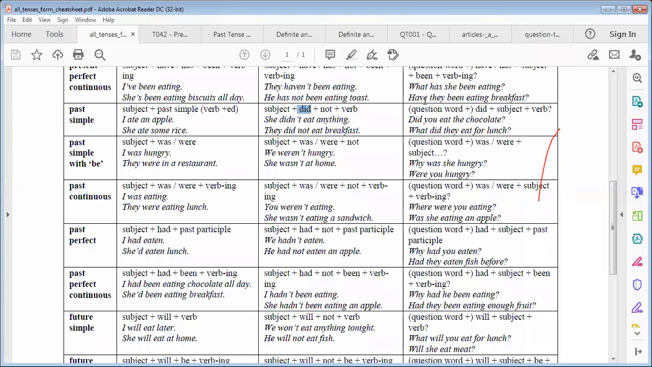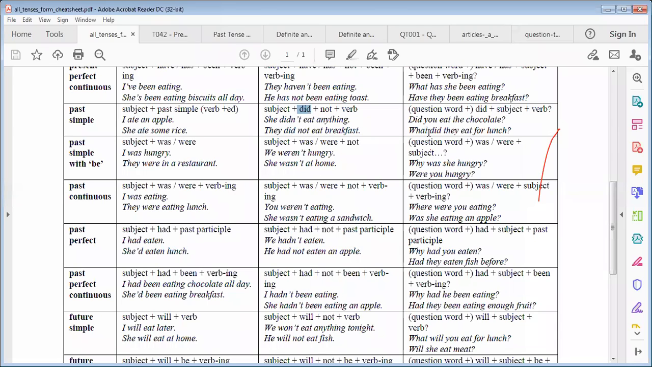Question, how to form a question? You will have question word plus did plus subject plus verb. So did you eat the chocolate? Or what did they eat for lunch? So the sentence is they ate apple for lunch. Now if I have to form the question, what I'm doing, I'm just swapping the places of subject and verb. What did they eat for lunch?